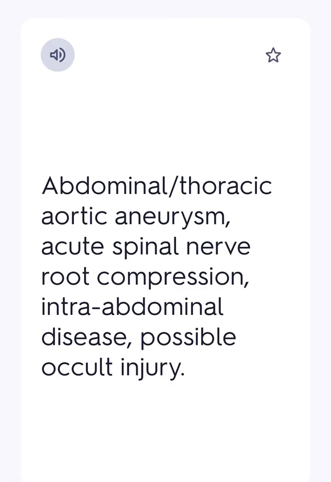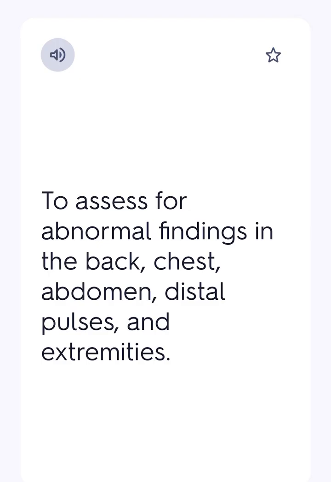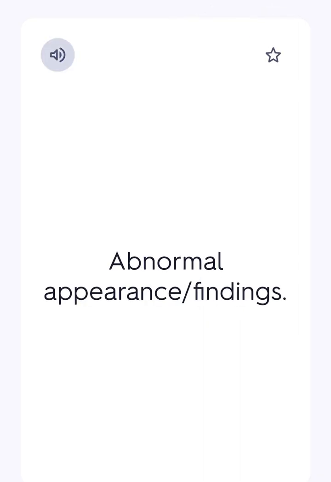Abdominal/thoracic aortic aneurysm, acute spinal nerve root compression, intra-abdominal disease, possible occult injury. What is the purpose of the secondary survey for a patient with non-traumatic back pain? To assess for abnormal findings in the back, chest, abdomen, distal pulses, and extremities. What should be assessed in the back during the secondary survey for non-traumatic back pain? Abnormal appearance/findings.